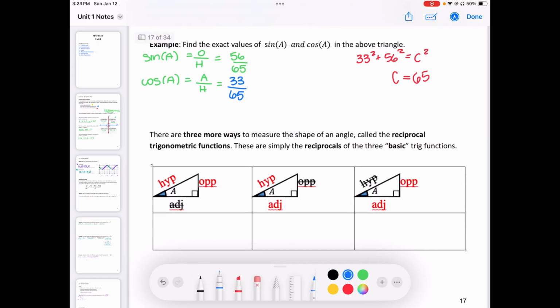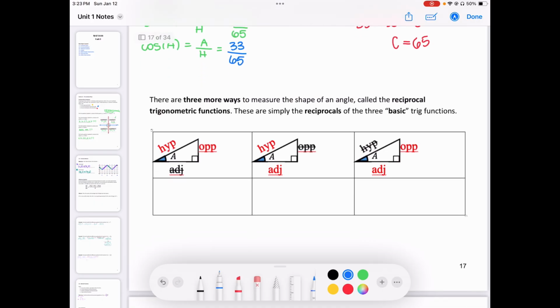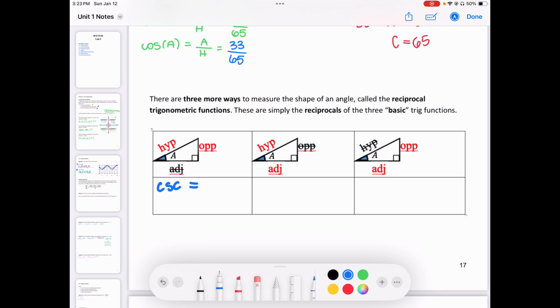There are three other ways to measure the shape of an angle. They're called the reciprocal trig functions. They're just the reciprocals of the three basic trig functions from earlier. So this one is called cosecant. It is the reciprocal of sine, so it's the hypotenuse over the opposite side. Then we have secant, which is the reciprocal of cosine. So we have hypotenuse over the adjacent side. And then we have cotangent, which is the adjacent side over the opposite side.